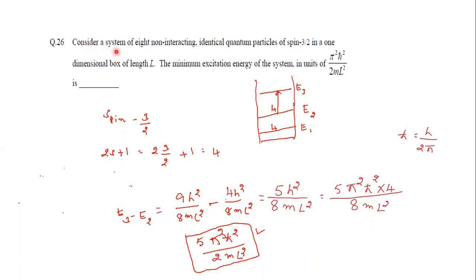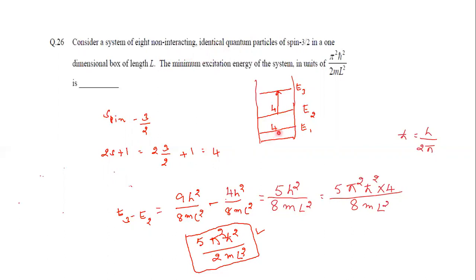And in this question, a system of 8 non-interacting quantum particles is given, each of spin 3 by 2, in a one-dimensional box of length L. These are not electrons, these are quantum particles whose spin is given as 3 by 2. The minimum excitation energy of the system is asked in units of pi square h bar square by 2 m L square. As the spin is 3 by 2, the spin multiplicity is 4, so in each energy level you can place 4 particles.